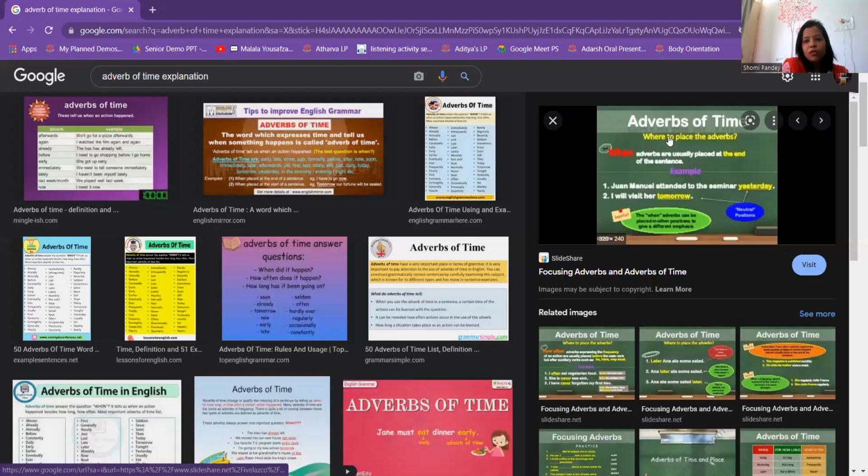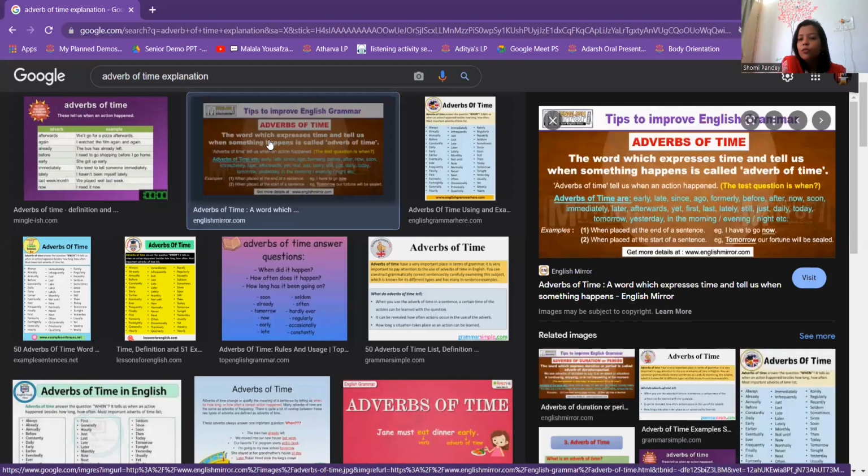Now, as you can see, I have got so many things to share with you regarding the adverb of time. Let's take this one. The word which expresses time and tells us when something happens is called an adverb of time, which I have explained earlier. Now, you have many such words which talk about adverbs of time, okay? So the simpler ones, let's go through it.